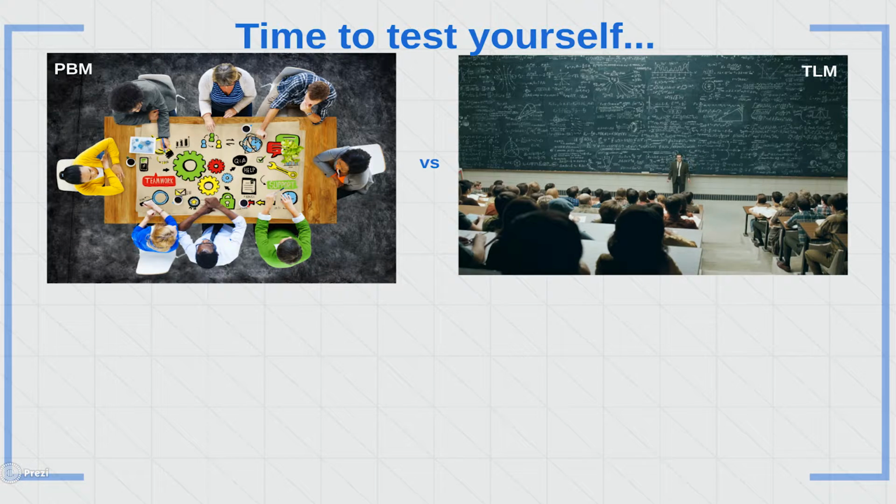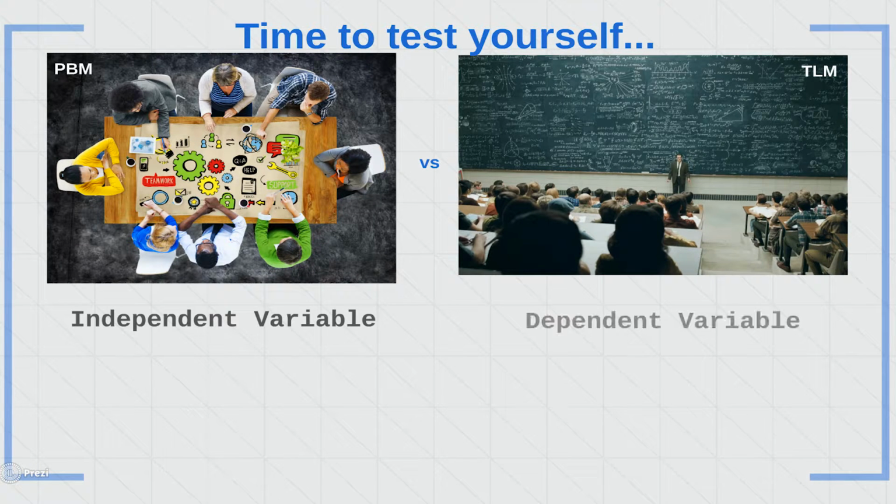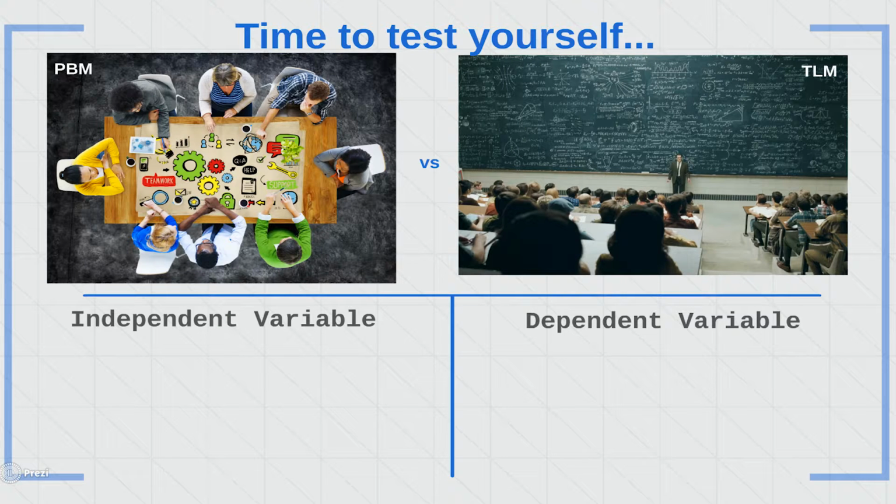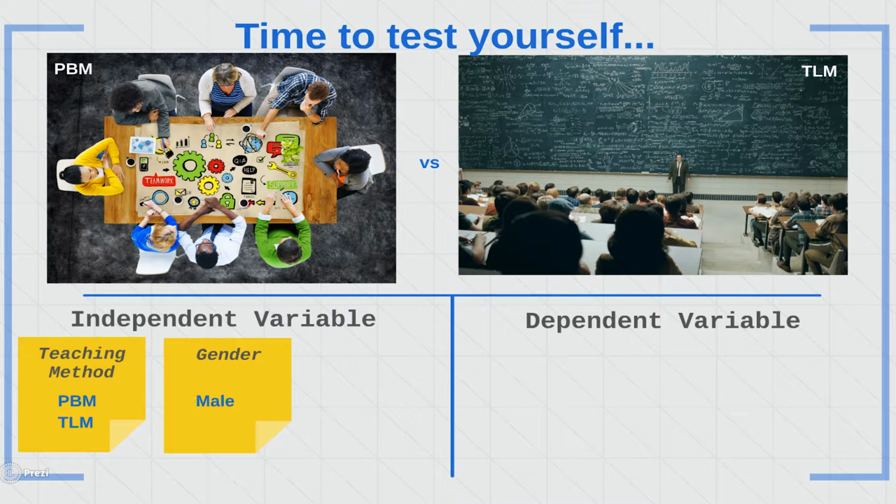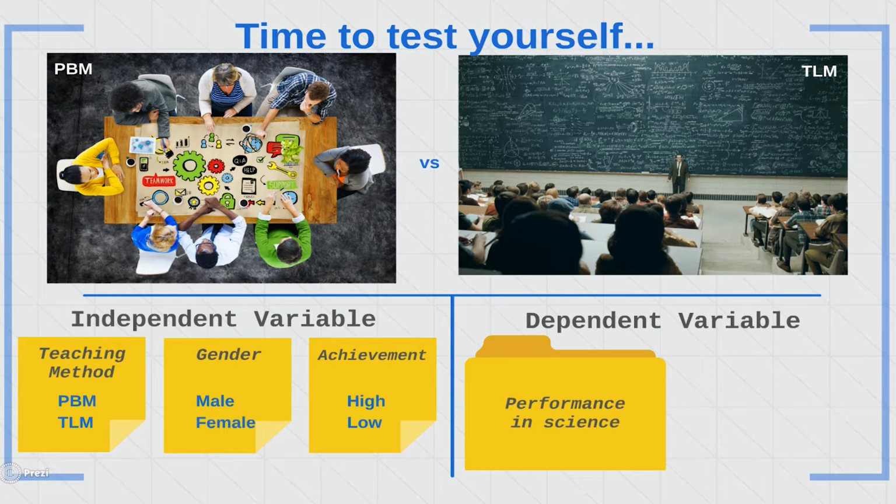With reference to the foregoing question, the independent and dependent variables are represented in the form of a diagram. The first independent variable is teaching method, which can be manipulated as project-based method, PBM, and traditional lecture method, TLM. The second independent variable is gender, which is divided into male and female. The third independent variable is level of achievement, which is categorized as high and low. On the other hand, the dependent variables are the outcomes, academic achievement, and learning attitude.